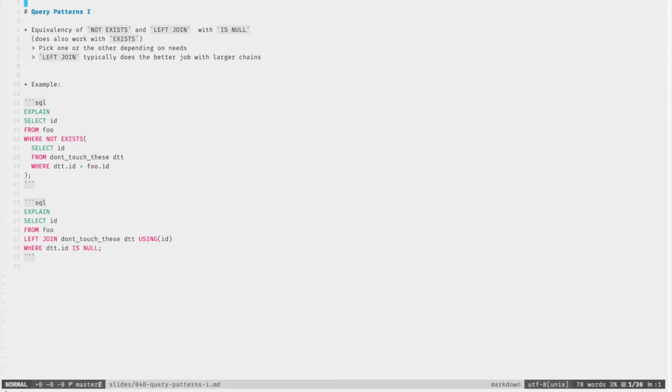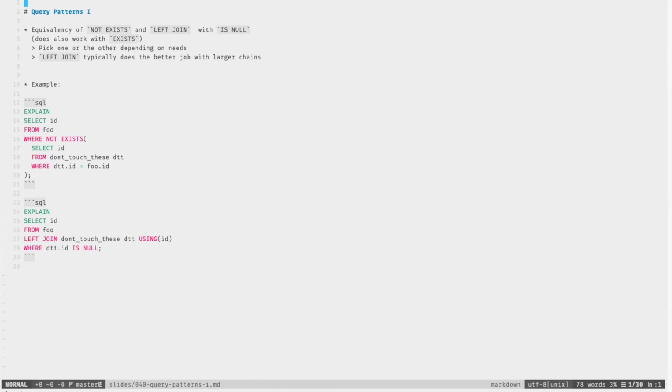Okay, we made it to the query patterns. Again, I'm going to present you 4 query patterns. The first one is an equivalency pattern where you can rewrite a NOT EXISTS statement into a LEFT JOIN combined with IS NULL. The point here is that those two are doing the same job, and typically they will result in the same plan as well, at least when they are alone in the query, like what you see in the example down here.